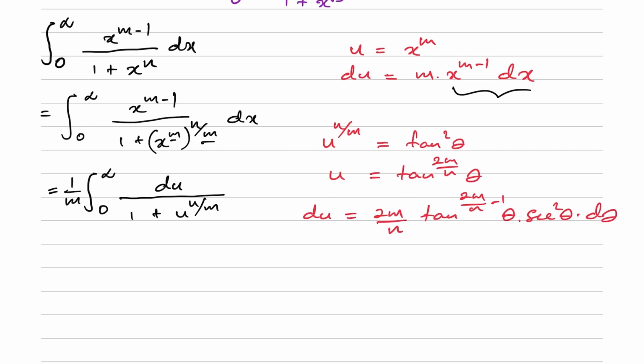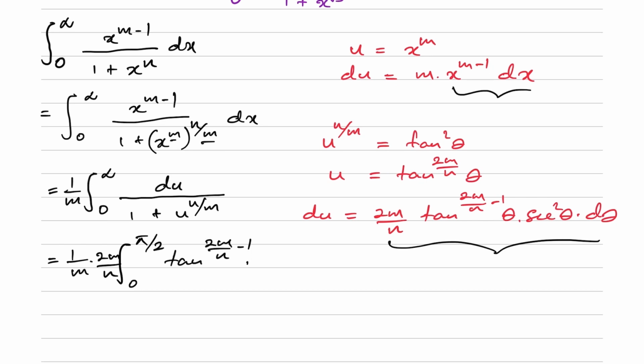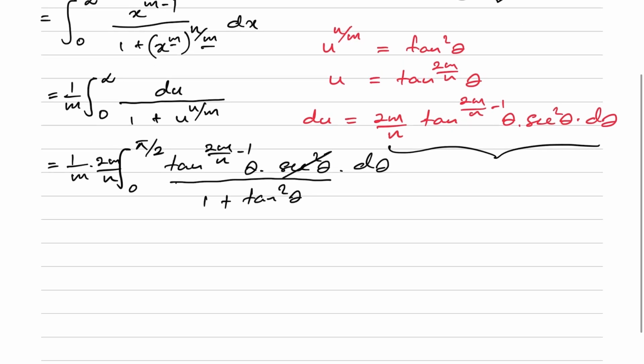Let us plug in here. Now we have 1 over m, integral from 0 to... the lower limit: when u approaches 0, θ also approaches 0. Upper limit: when u approaches infinity, θ approaches π/2. Then for du, 2m over n is a constant, so we can write it outside of the integral sign. Now we have tan^(2m/n − 1) θ sec² θ dθ over 1 + tan² θ. We know 1 + tan² θ is equal to sec² θ, so these get cancelled.